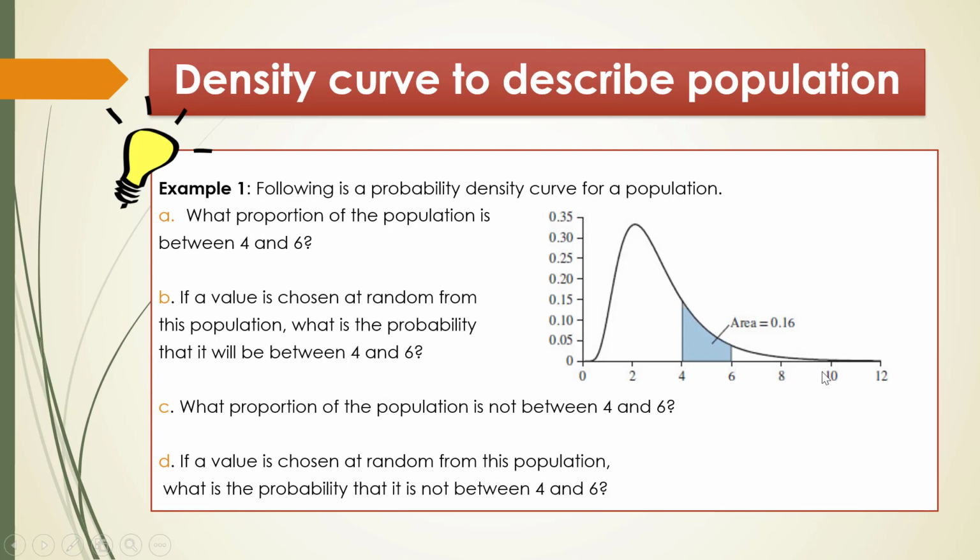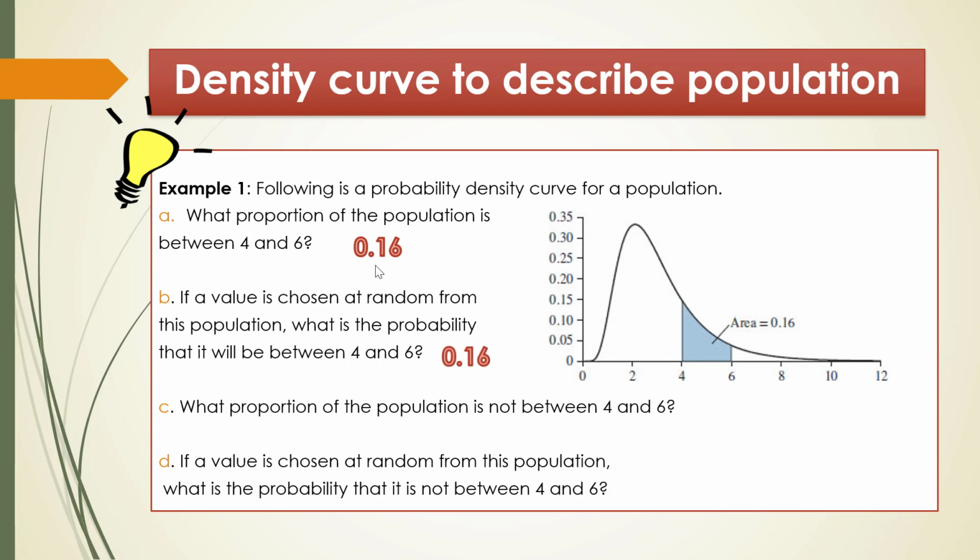Remember, the area under the density curve between 2 points A and B has two interpretations. The first interpretation, it is the proportion of the population between the 2 points, and the second interpretation is it is the probability that a randomly chosen item from this population is between 4 and 6. So this area, 0.16, is the answer for both part A and part B. So part A, the answer is 0.16, and part B, the answer is also 0.16.